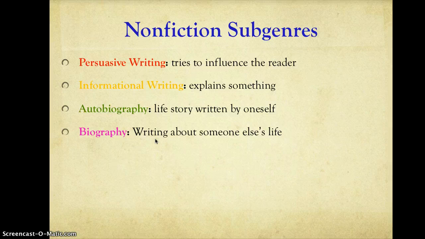So within the nonfiction subgenres, persuasive writing, what writers do within this genre is try to influence the reader, try to get the reader to believe something or to think a certain way. It's all about convincing readers to agree with the writer. Informational writing is explaining something. It might be explaining how to make something step by step, like a recipe, or it could be just explaining something about the world in which we live. For example, like a book all about sharks. Autobiography is a life story written by the author, and biography is a life story written by somebody else.